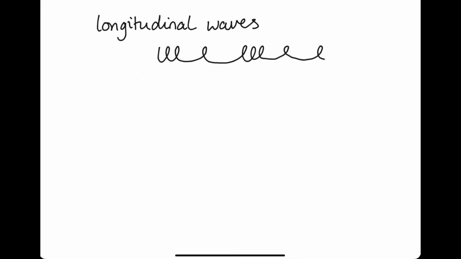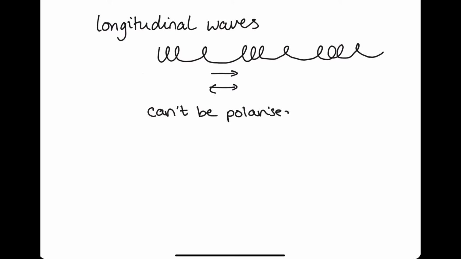Remember, there are two different types of waves. We can have longitudinal waves and we can also have transverse waves. Now, longitudinal waves have oscillations parallel to the direction of energy transfer or propagation. This actually means that they cannot be polarized. So that's really important to remember that only transverse waves can be polarized because their oscillations are at 90 degrees to the direction of energy transfer.